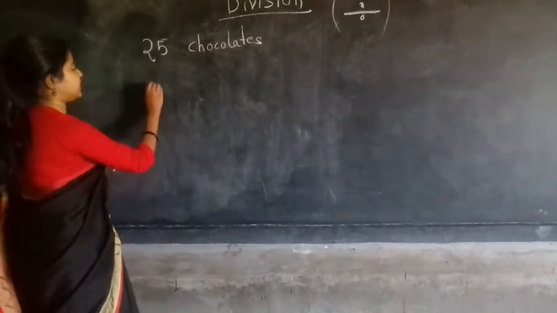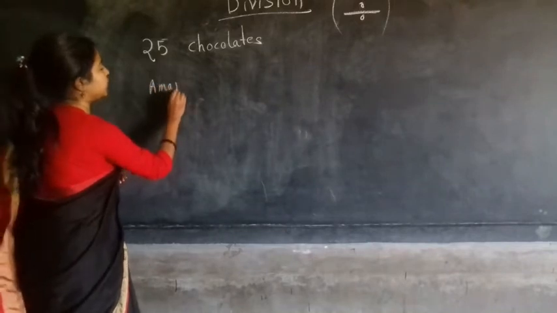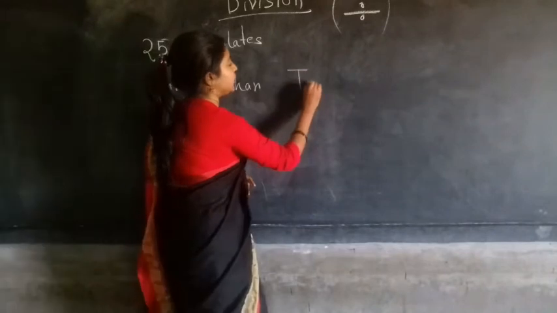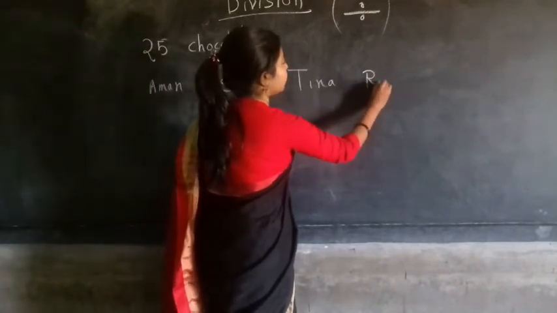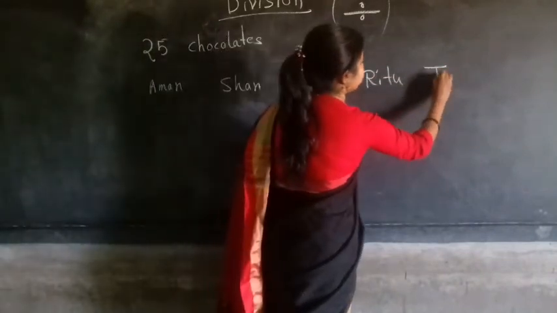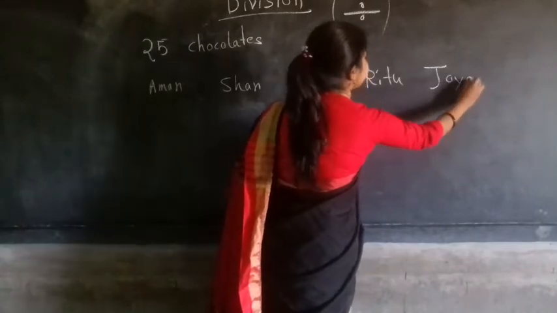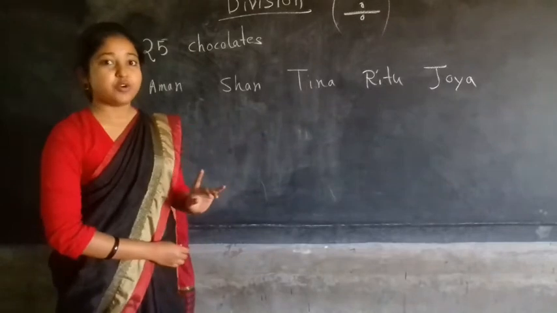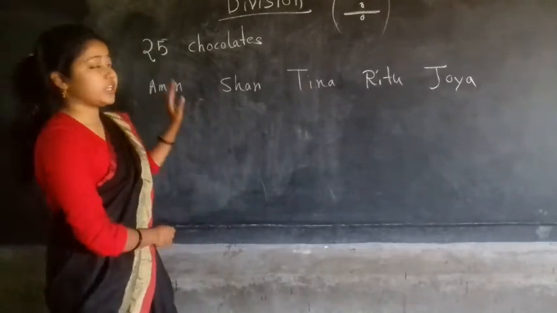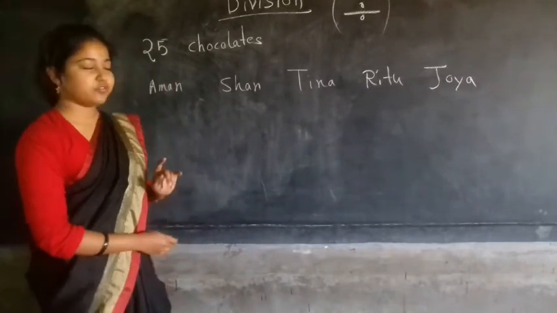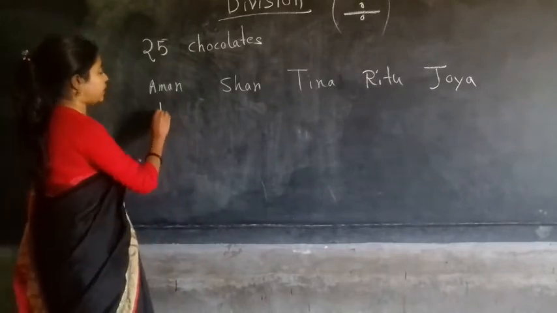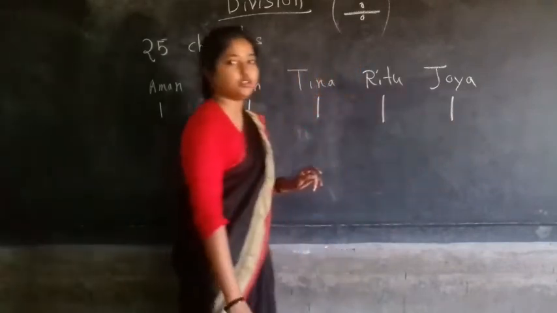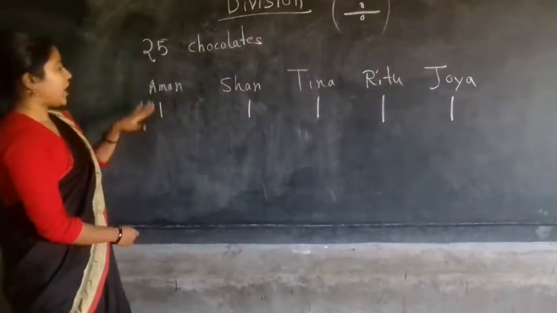Okay, you have five friends: Aman, Shan, Tina, Ritu, and Zoya. Now you will give these 25 chocolates equally. First you will give one to Aman, one to Shan, one to Tina, one to Ritu, and one to Zoya. Now how much have you given?